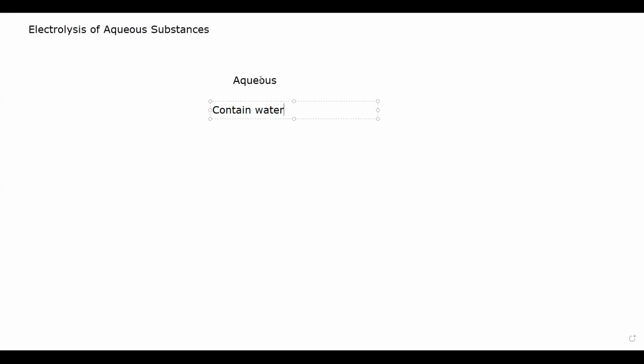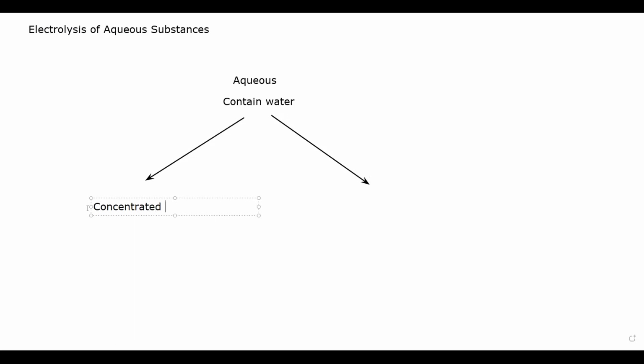Then the aqueous substances are divided into two categories. It can be a concentrated aqueous solution, or it can be a dilute aqueous solution. So what is the difference between the concentrated aqueous solution and dilute aqueous solution?